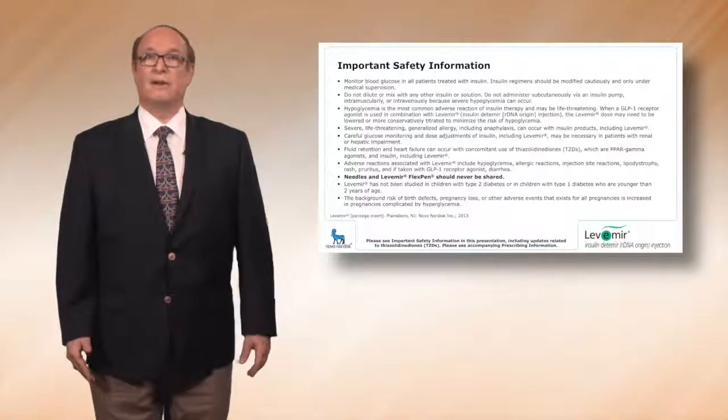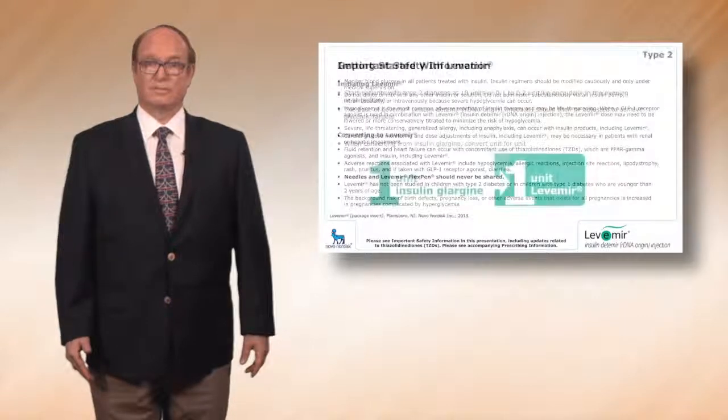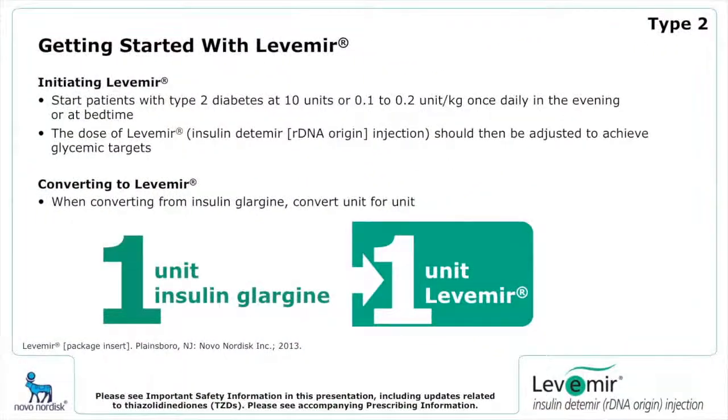pregnancies complicated by hyperglycemia. Now, when starting treatment with Levemir, there are a few important considerations regarding dosing. In patients with type 2 diabetes, Levemir should be initiated at 10 units or 0.1 to 0.2 units per kilogram once daily in the evening or at bedtime, and then adjusted to achieve glycemic targets. When converting from insulin glargine, convert unit for unit to Levemir.